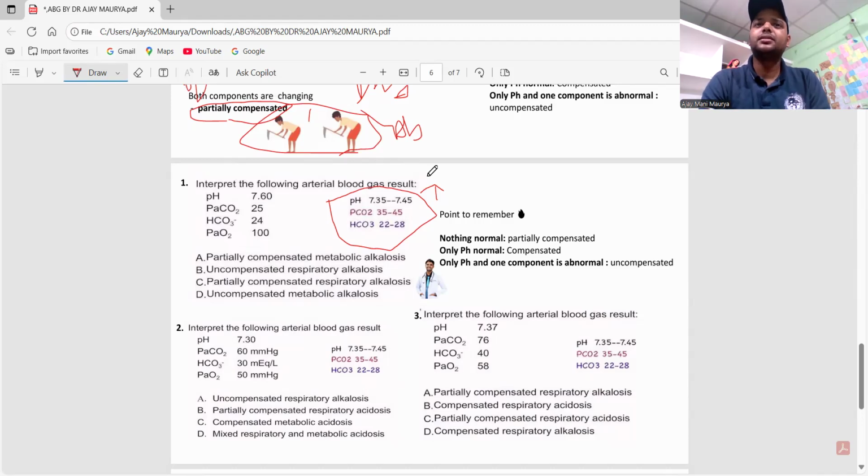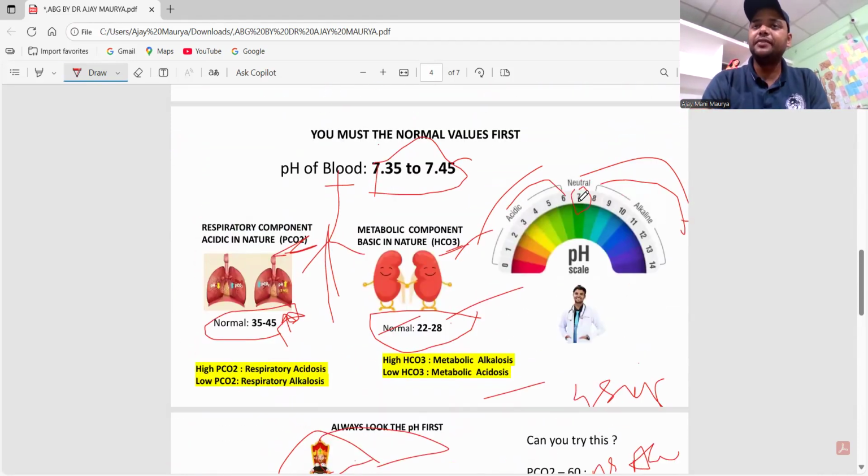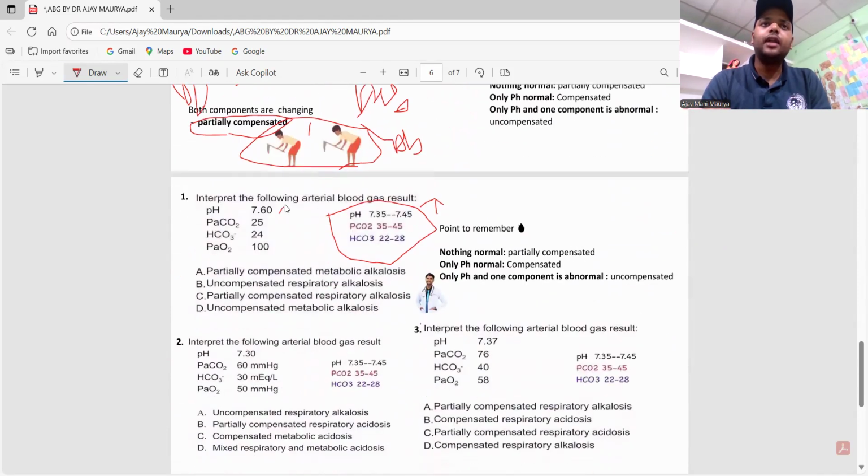It means this is going to be alkalosis, isn't it? See here, the pH is given as 7.60. It means it lands up in alkalosis. So remember, it is an alkalosis.